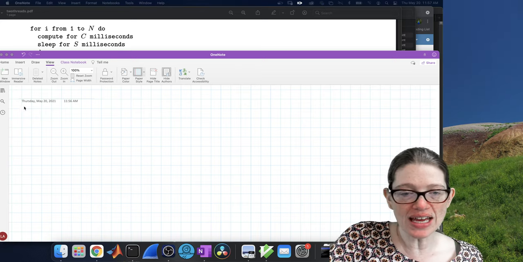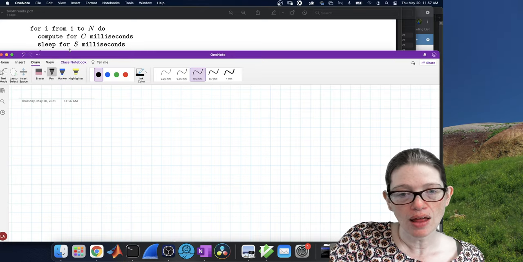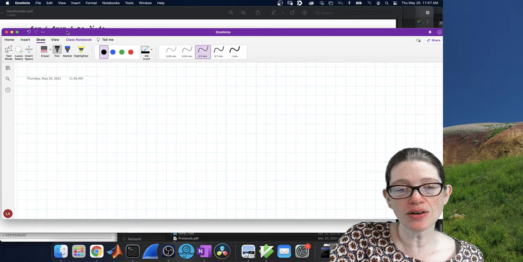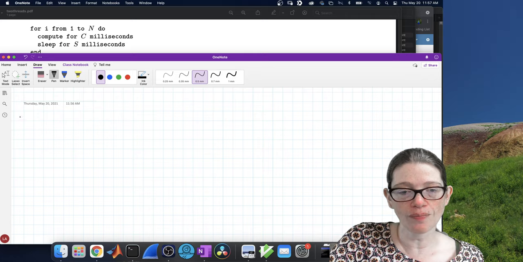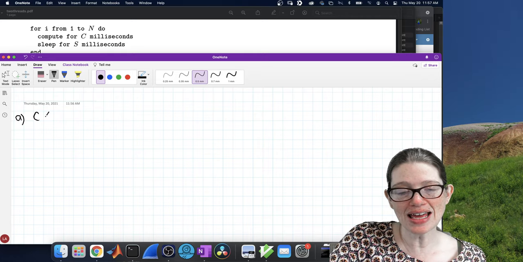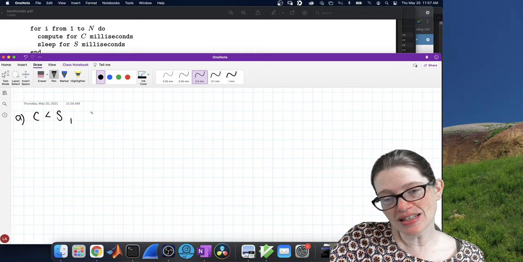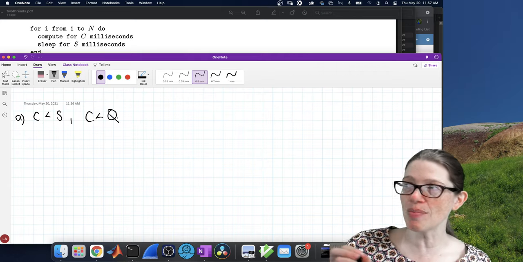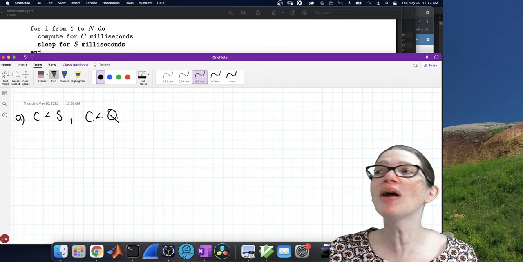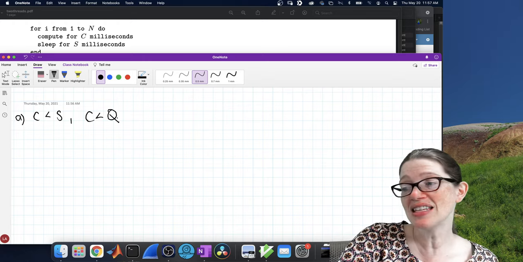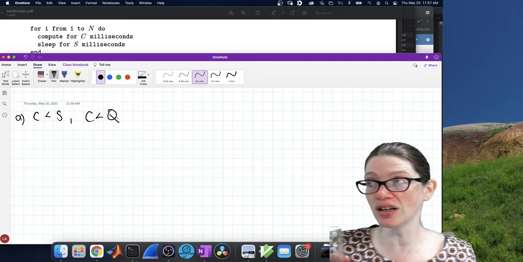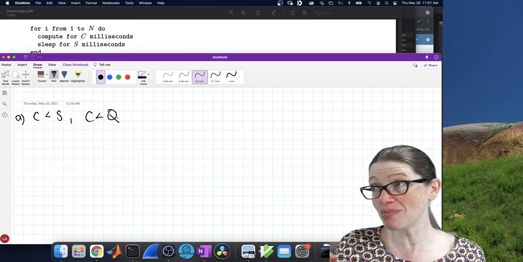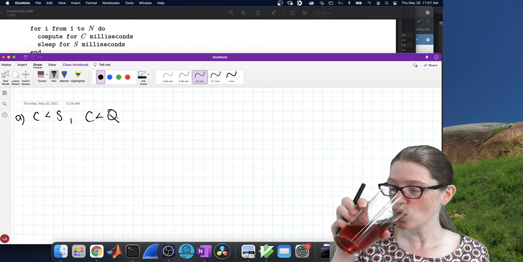So what we know is that for this particular problem, compute is less than sleep. So for A, C is less than S, and C is less than Q. Now, here's the little thing. If the compute time is less than the scheduling quantum, then this thread will never get preempted, because the scheduling quantum is longer than the period of time that this thread would actually be doing computation. So we're not going to have any preemption here. So that makes life easy, right?